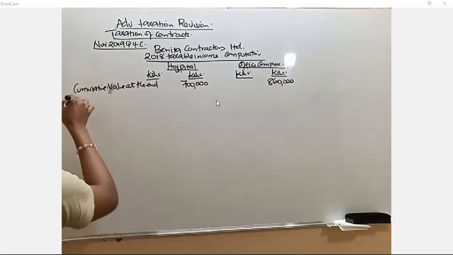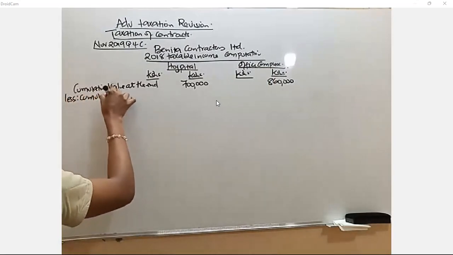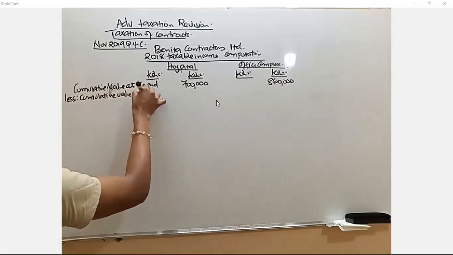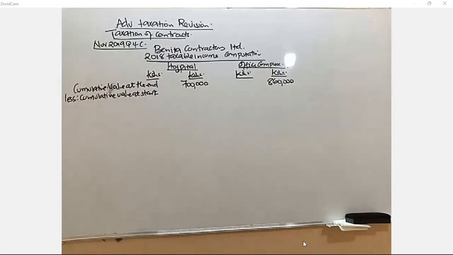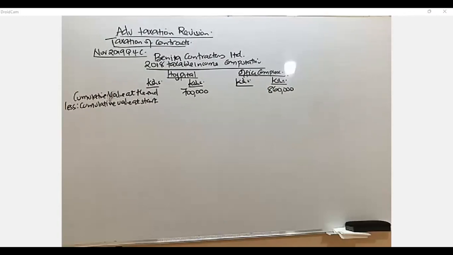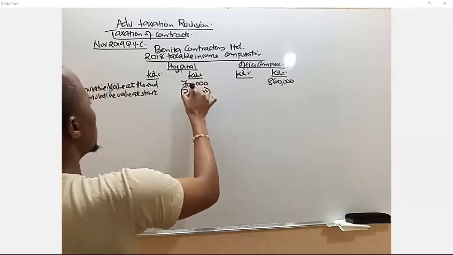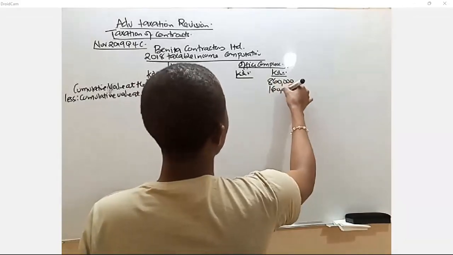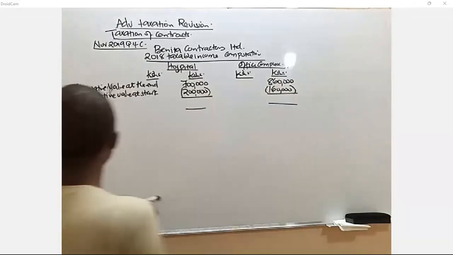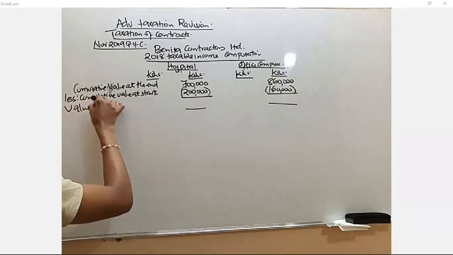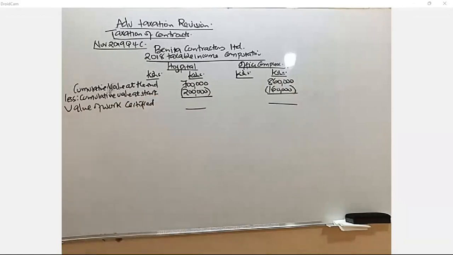Subtract less the cumulative value at the beginning of the year, which we are being told in our question. It is normally called the value of the work certified to date. Yes, 200,000 here. Then here we are being given 160,000. Very good. So how much is the value of work certified?